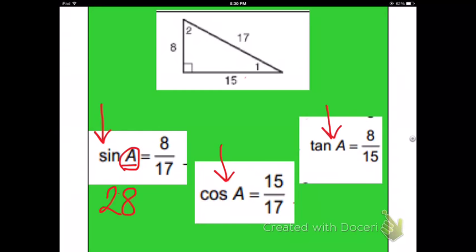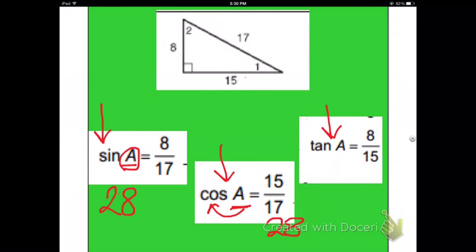Now let's make sure we get the same thing with cosine. If we want to find an angle here, we want to undo the cosine. So to undo it, I've got to press shift cosine 15 over 17. Don't forget to hit your over button and close your parentheses. And again, you're going to get approximately 28. We're going to round to the nearest whole number.